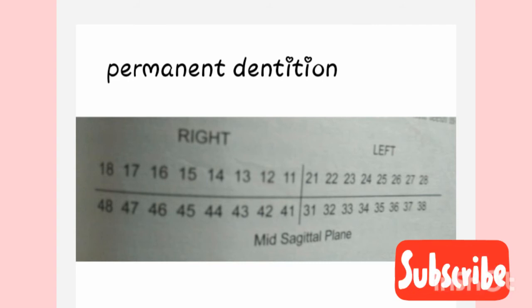Hope everything is clear. If you have any doubt, please do comment down. And for the permanent dentition, it is given as 1 2 3 4 in the clockwise direction. Like 11 is the right maxillary central incisor, and 18 is the right maxillary third molar. For example, if I am taking the tooth 32, 32 is the left, lower, mandibular, and what comes at the second number? Lateral. That is the left mandibular lateral incisor.